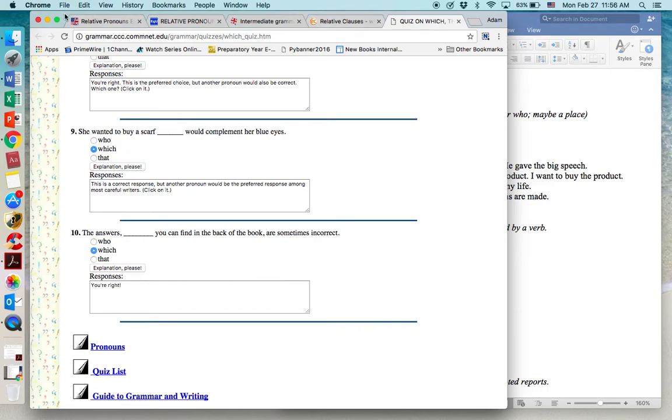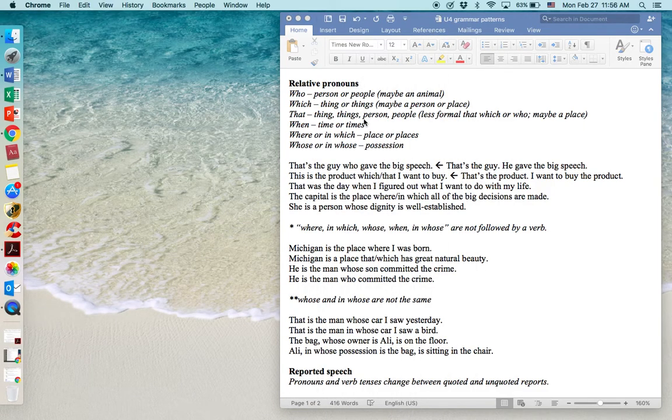Okay. So relative pronouns should be easy enough. Who, which, that, when, where, or in which, who, or in whose. Remember, where and in which mean the same thing. Who and in whose do not mean the same thing. And we don't follow where, in which, whose, in whose, or when with a verb.